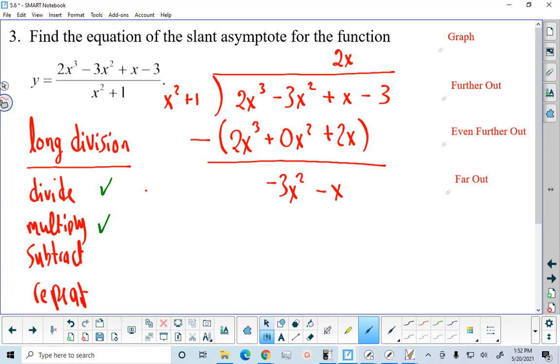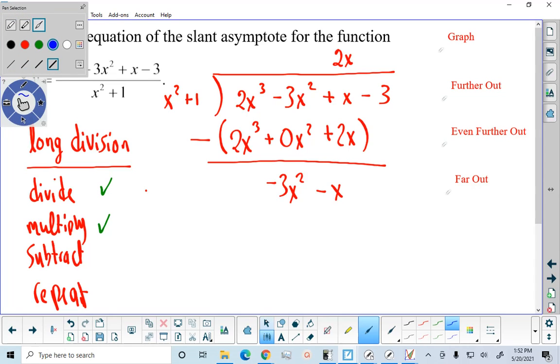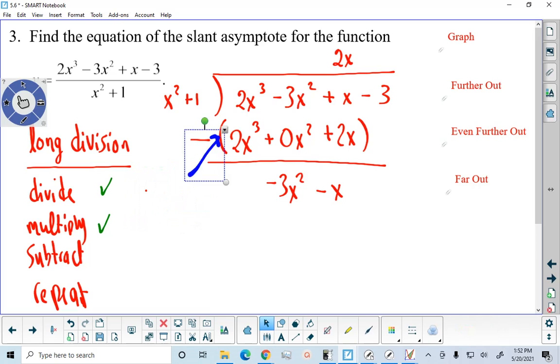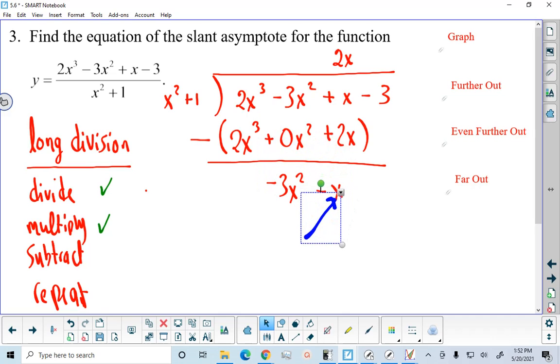So just to make sure that you are with me here, 2x cubed minus 2x cubed is nothing. Negative 3x squared minus nothing is still negative 3x squared. And x minus 2x gives you negative x. And what we have done now is step 3.